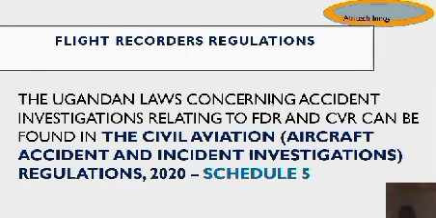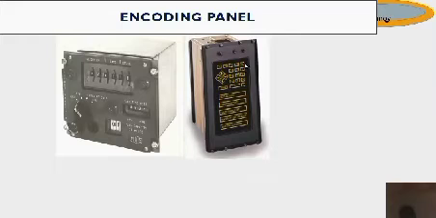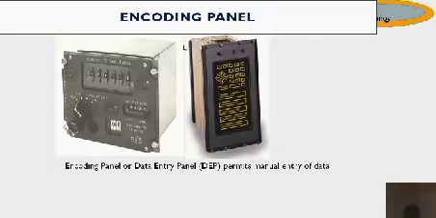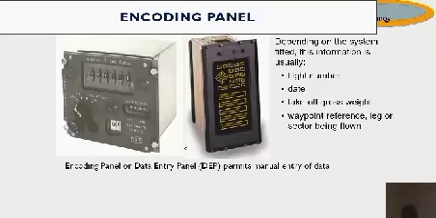In the Ugandan laws, as well as the EASA laws, the regulations related to accident investigations can be found in the Civil Aviation Incident Regulations Schedule 5. The encoding panel or data entry panel permits manual entry of data. Depending on the system fitted, this information is usually flight number, date, takeoff gross weight, waypoint reference, and leg or sector being flown.